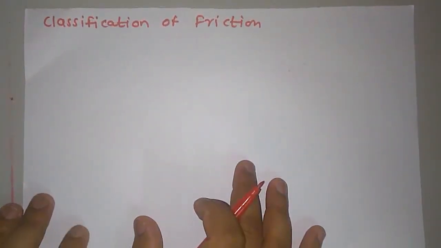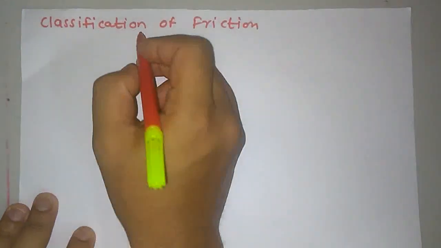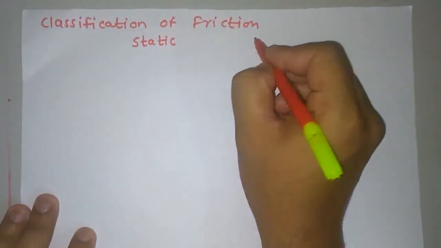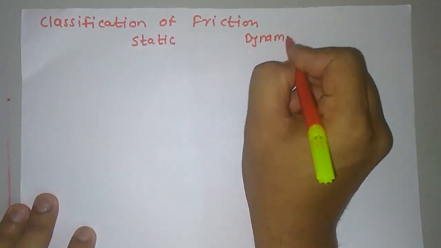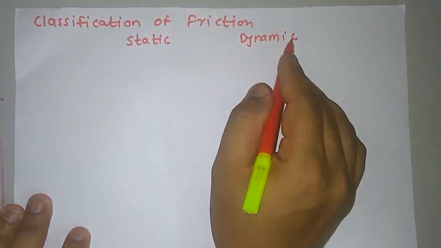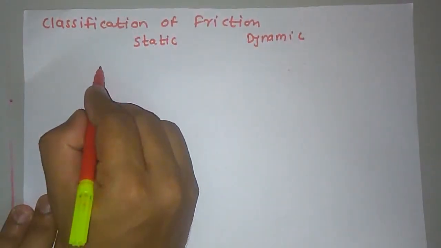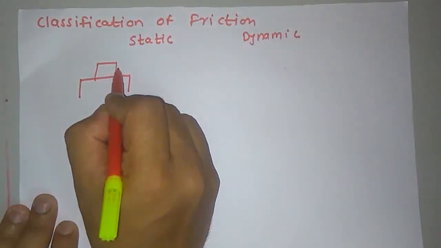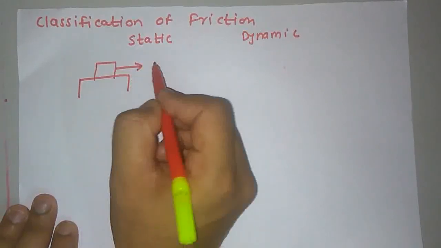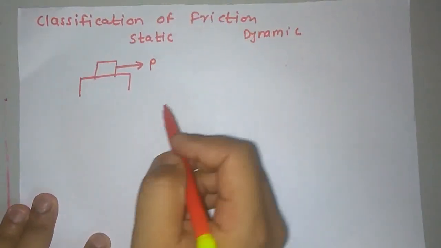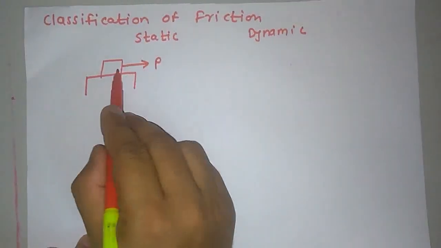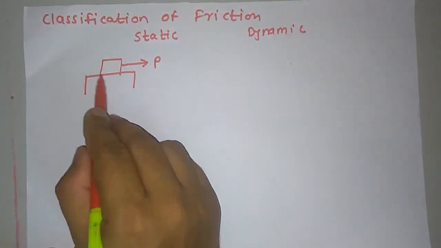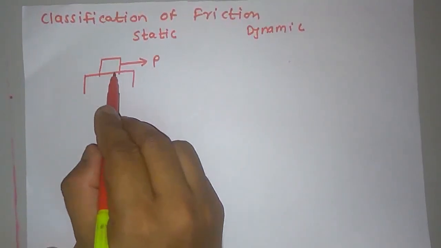Now the next part is the classification of friction. There are basically two types of friction. First is static and second is dynamic. What is the difference between static friction and dynamic friction? Now we will take the same example. This is a block which is placed on a table and we are applying the force in this direction. Though we apply the force P in this direction, this block is not moving, it is at rest.